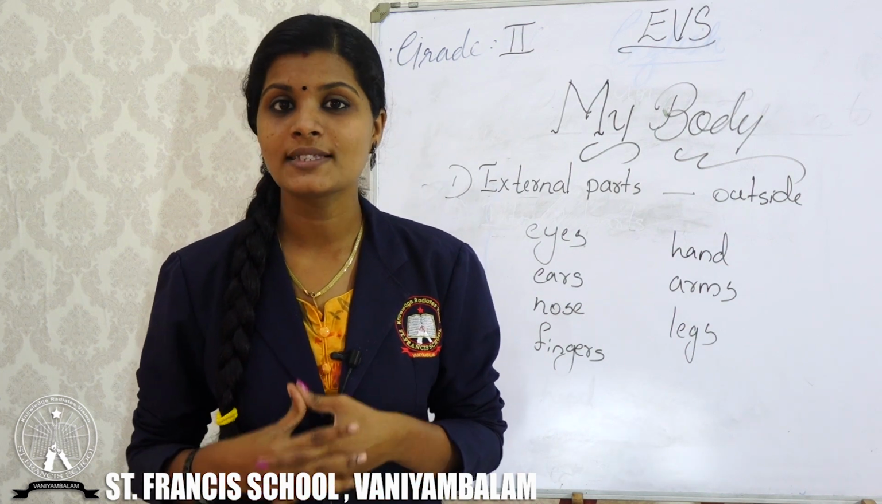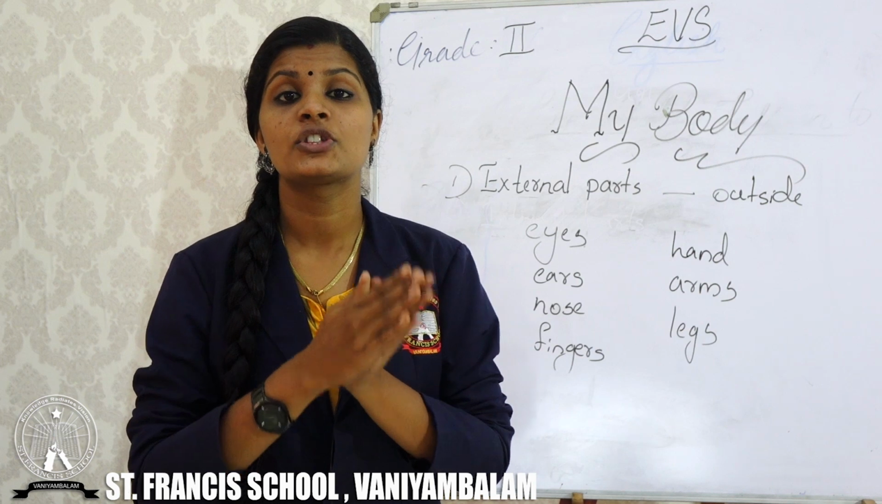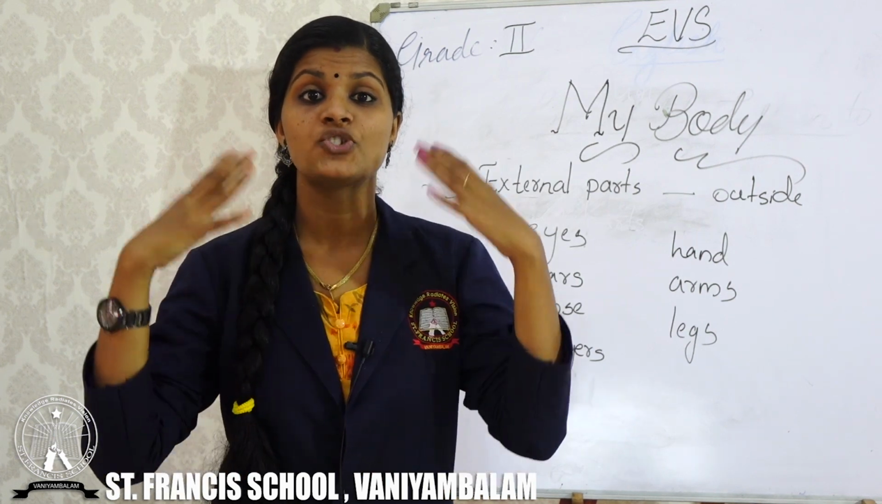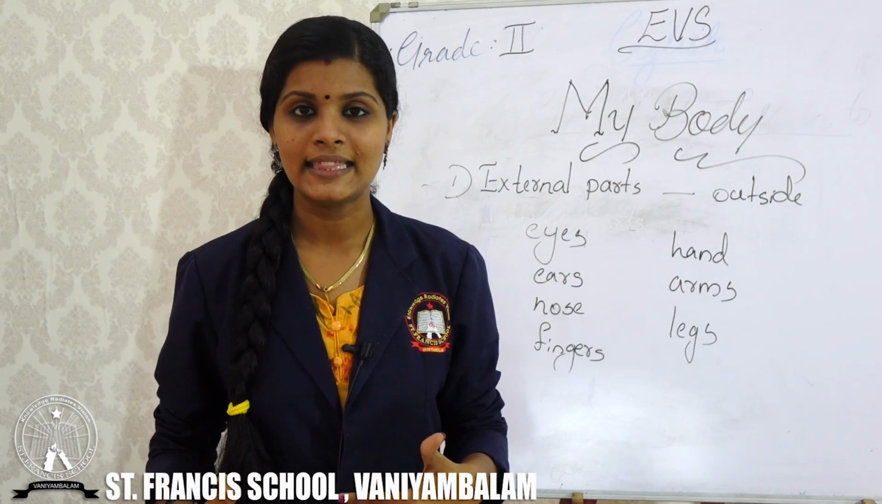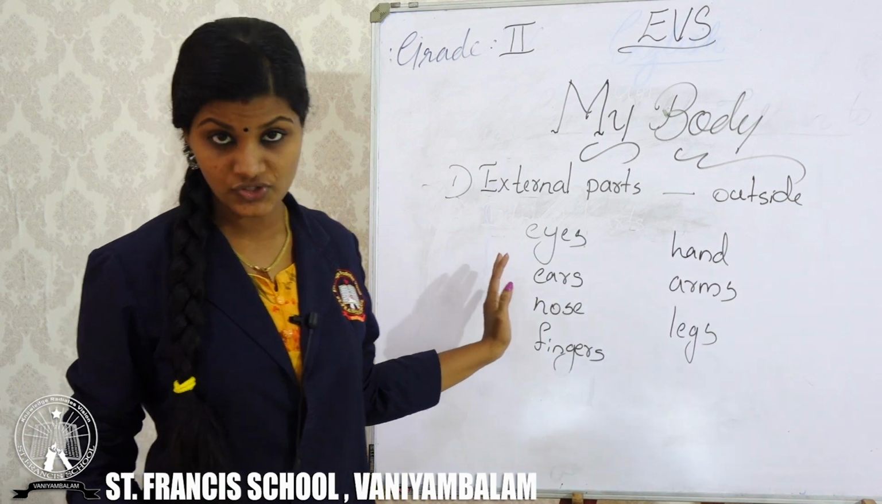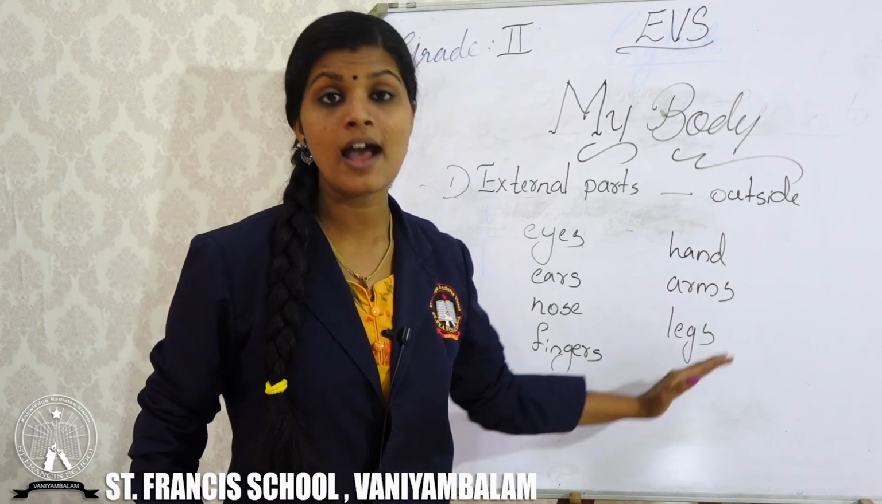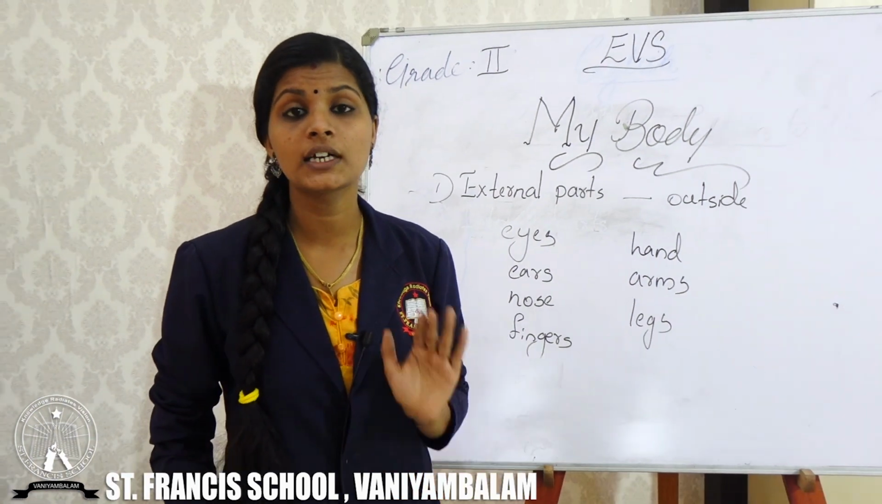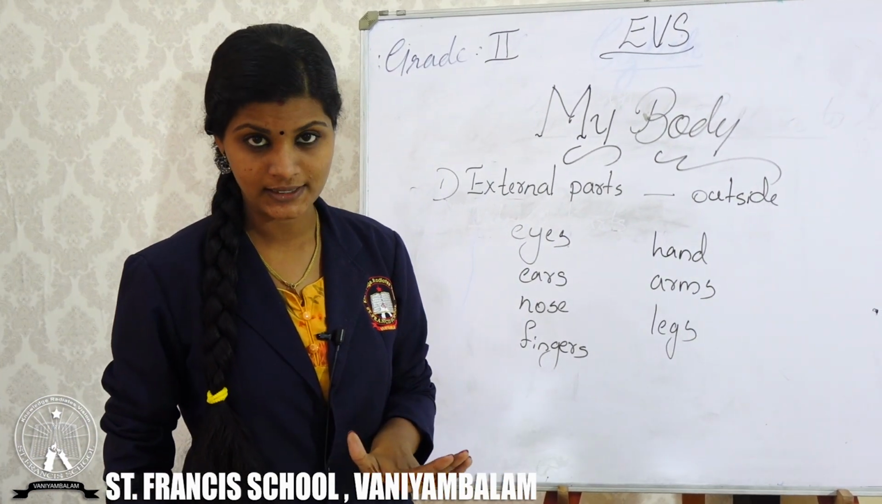So external parts of the body means the parts which we can see and touch. The parts which are outside, they are known as external parts, and also we have discussed some of the examples of external parts. Hope all of you are clear about external parts.